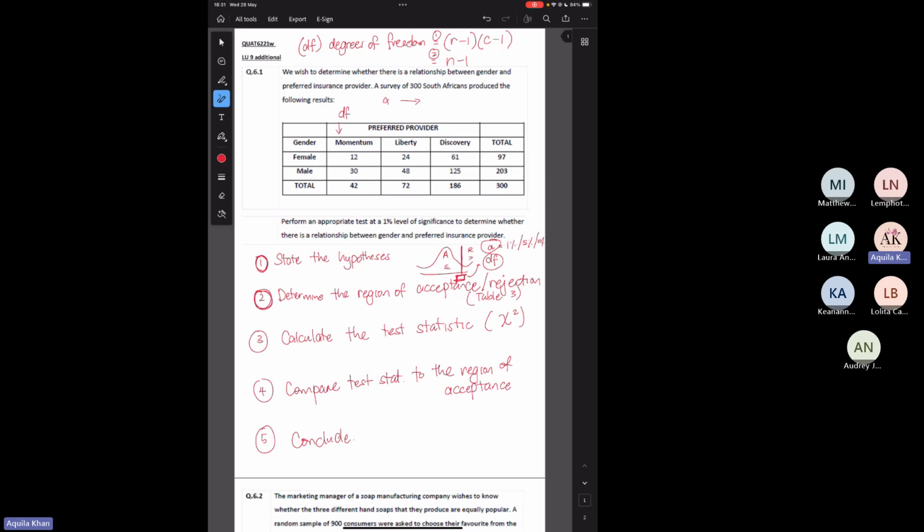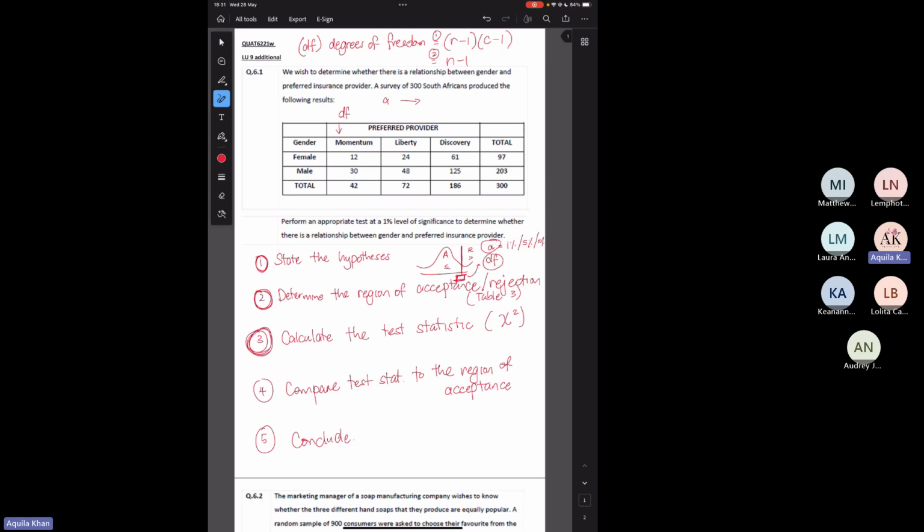Now for the third step. This is to calculate your test statistic. To calculate your test statistic, I'm not going to be able to explain it right now because I would need the table and the information to show you how to calculate that. So I'm going to leave that step out for now, and I will show you when we look at both the examples here. And then the fourth step is to compare your test statistic.